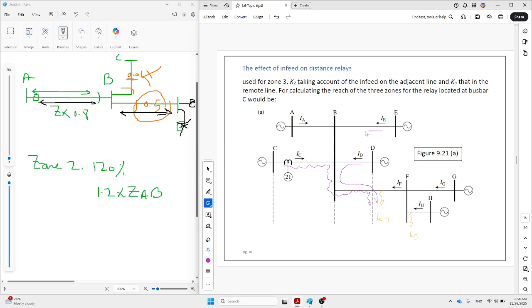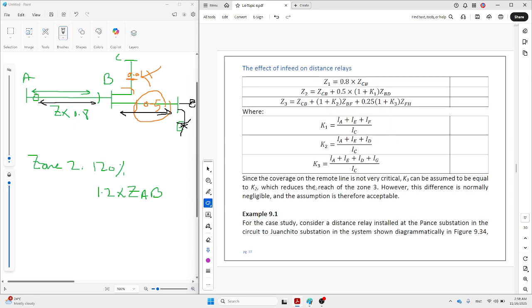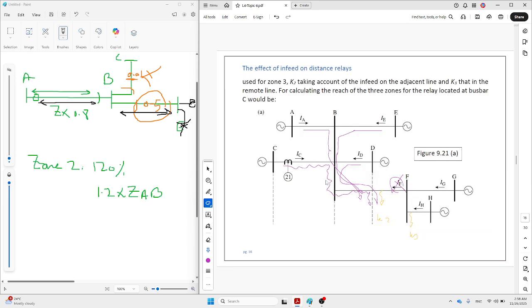So ID, IE and IA are both coming to this point, correct? Anything else? IF is not on that way. So you can see all this is added to that point. So that calculates K2, and K3 comes in that way. Let me first clear this part.